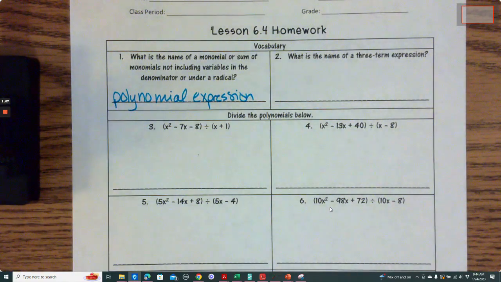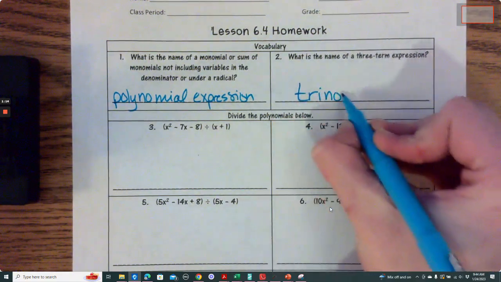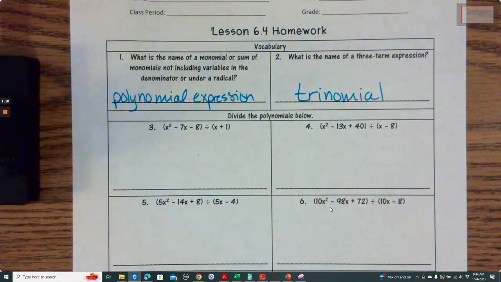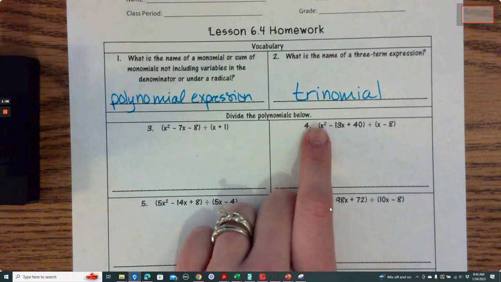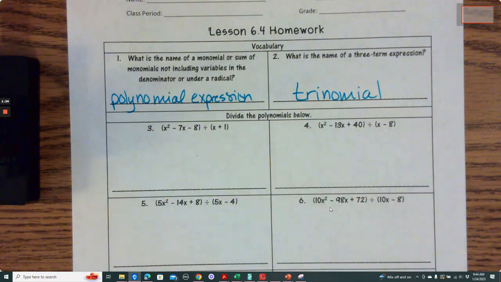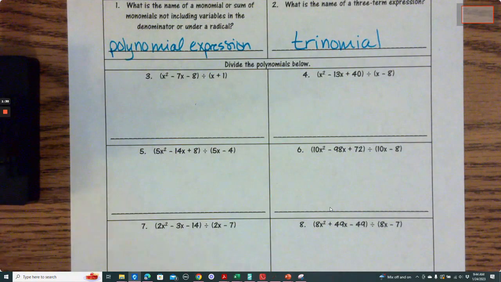All right, then number 2, what is the name of a 3-term expression? That's a trinomial. And so quadratics are trinomials. There's 3 terms. Squared term, plain old x, and then a plain old number. And quadratics always come in that format. Okay? All right, so we're going to divide these.